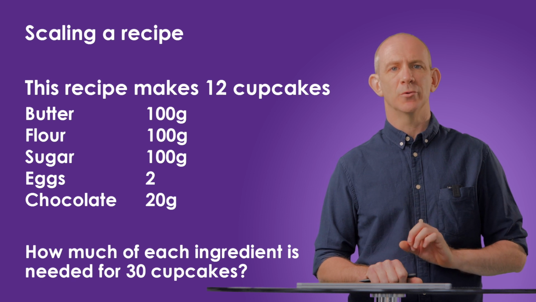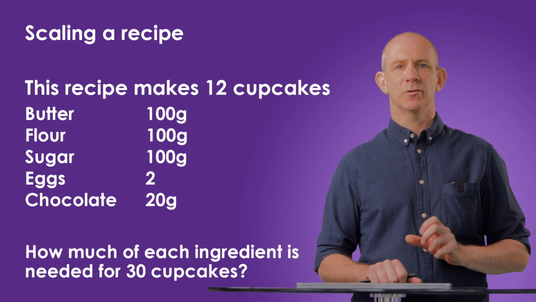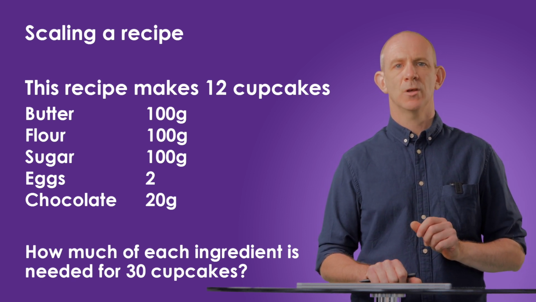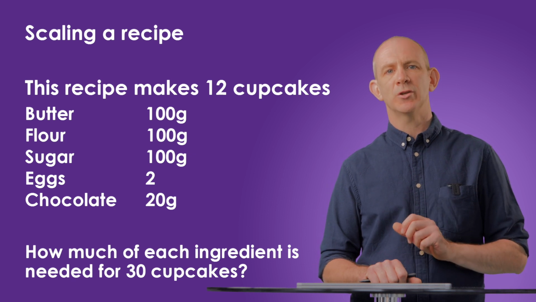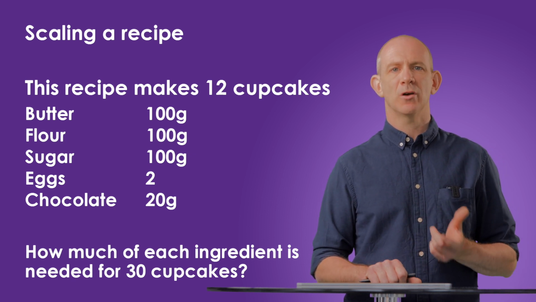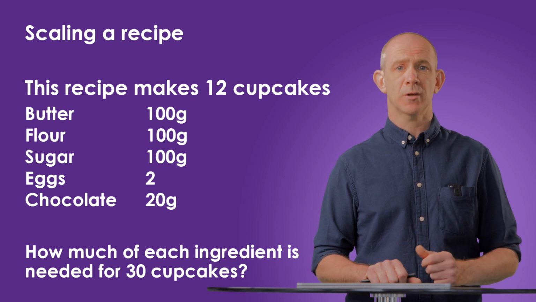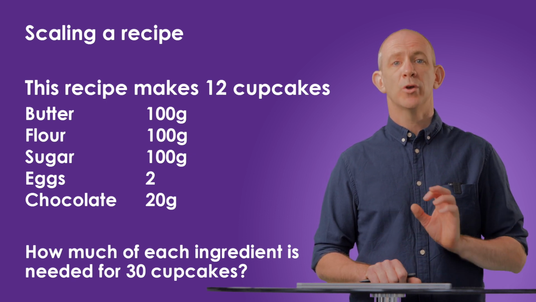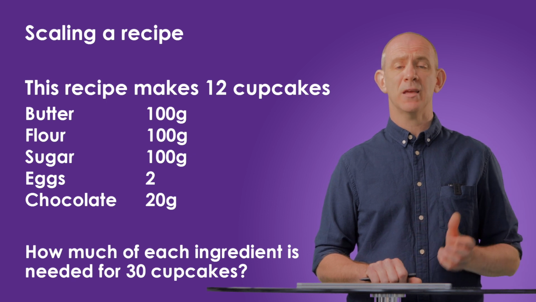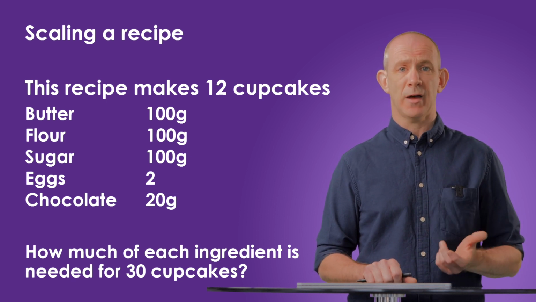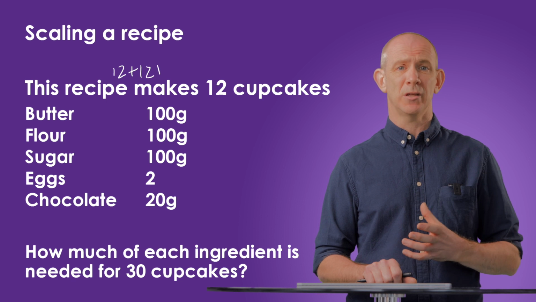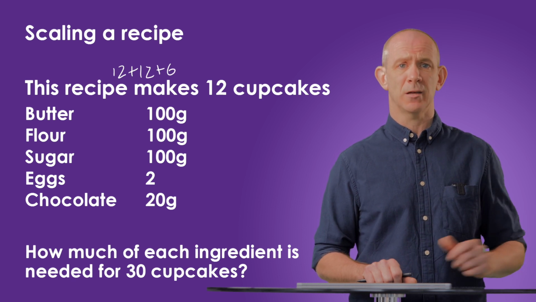In this first example, we have a very common question that uses proportion. We've got a recipe question in which we're being asked how much of each ingredient we will require to make 30 cupcakes. We could simply scale it up by making a batch of 12 and then another batch and then halving all the ingredients and baking a batch of 6 cupcakes.